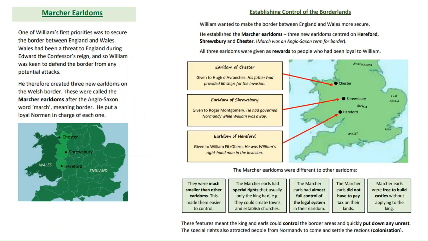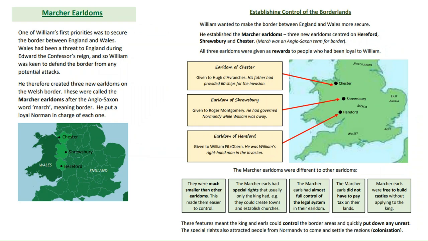Marcher earldoms. This is another way in which William gains control. Now, this was a question back in 2024, so I'm not sure if it will appear on its own again. One of William's first priorities was to secure the border between England and Wales. Wales had been a threat to England during Edward the Confessor's reign, and so William was keen to defend the border from any potential attacks.